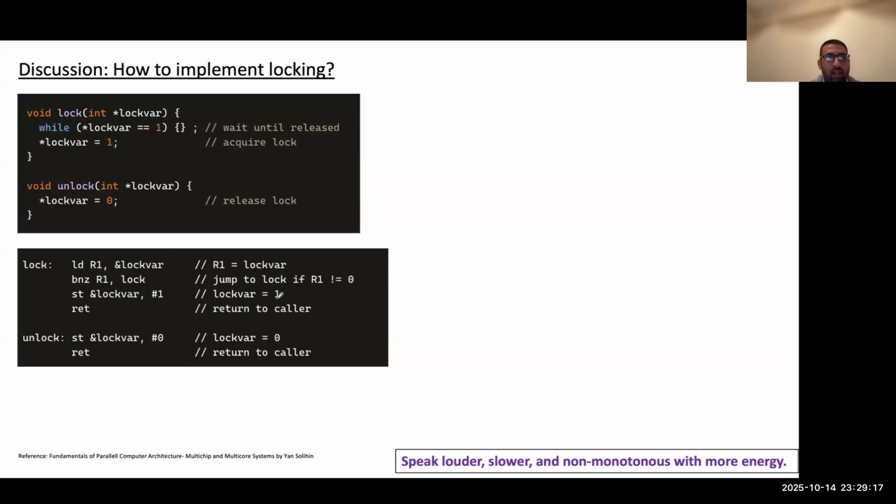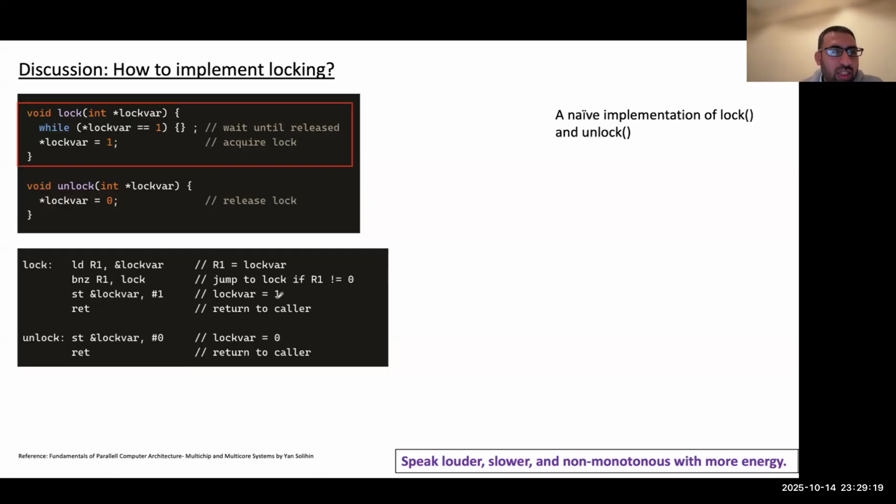So now let's have a look at the assembly of this code. This is our C language code for lock, and here at the bottom we have the assembly. When you look at the assembly, what are you doing? You are basically saying load the value of the lock var memory location into register R1, and if R1 is not equal to 0, which basically means it is 1, go back to the loop lock, right?